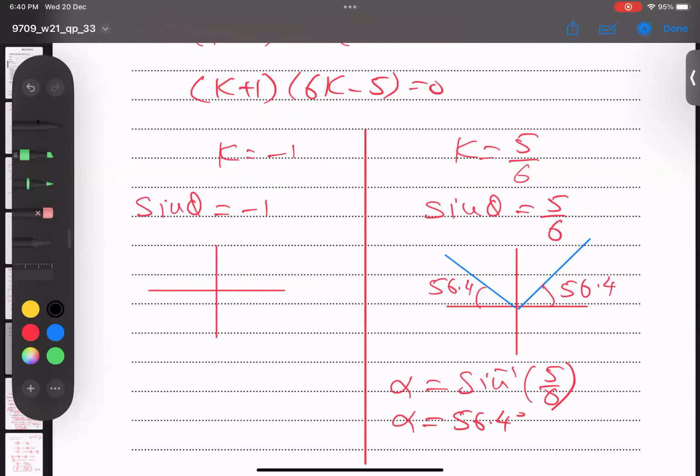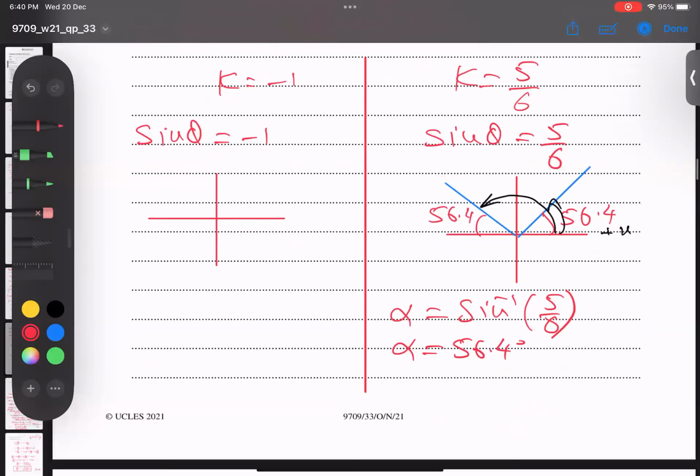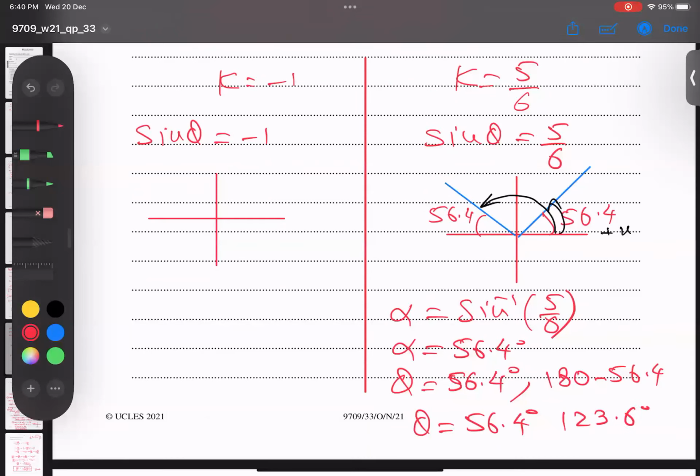And what is the rule of measurement? Start from the positive x-axis. So the first answer is this, the second answer is this. I am going to write the first answer. Bring back this theta. So I got theta equal to 56.4 as the first answer. And what is a half turn? It is 180. So 180 minus 56.4. The second answer I am getting is 123.6 degrees. So finally I got two answers from here.